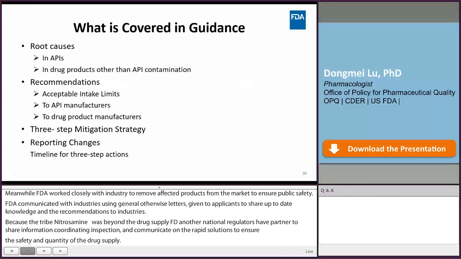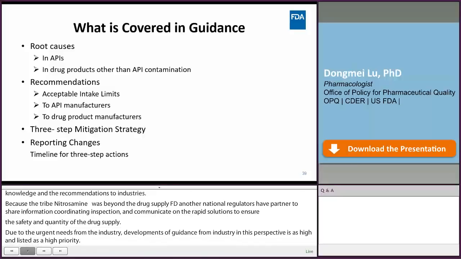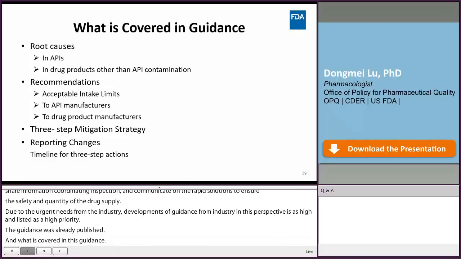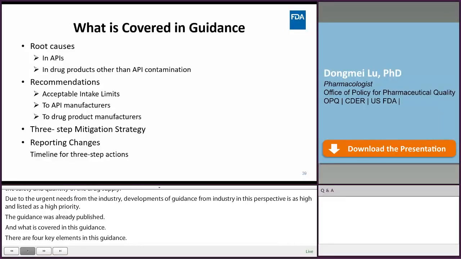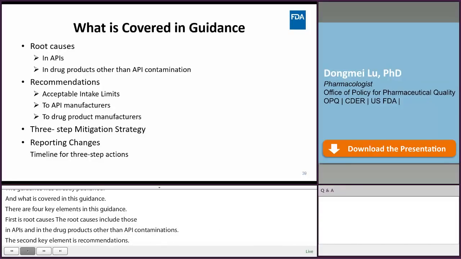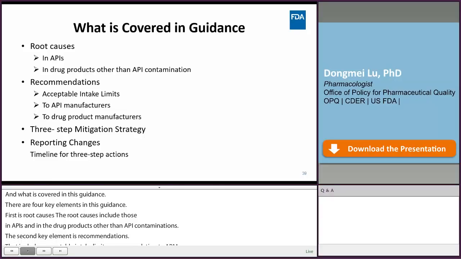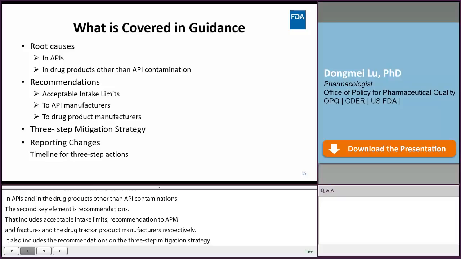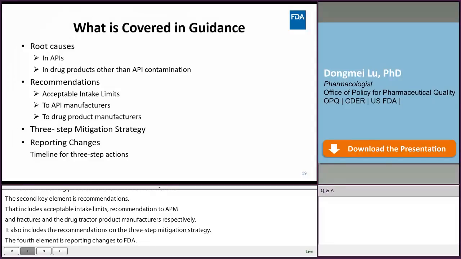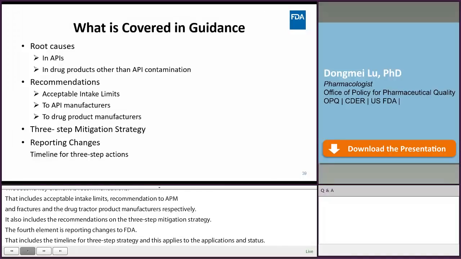The guidance was already published, and what is covered in this guidance? There are 4 key elements in this guidance. First is root causes. The root causes include those in APIs and drug products other than the API contaminations. The second key element is recommendations. That includes acceptable intake limit, recommendations to API manufacturers and drug product manufacturers respectively, and also recommendations on the three-step mitigation strategy. The fourth element is reporting changes to FDA. That includes the timelines for the three-step strategy, and this applies to applications at various status, including approved marketed drug products and pending applications.